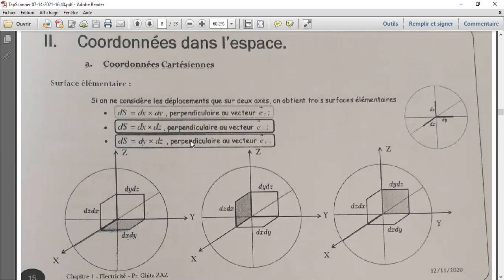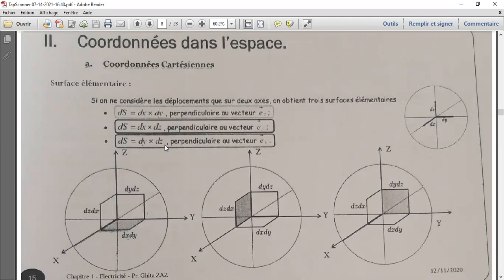Then you have the surface perpendicular to the vector EX. How do you do it for EX? You check where x is, x is here. Then the extension here is cutting perpendicular at the face between z and y, which is dy times dz. So the surface area is dS equals dy times dz. So this is how you calculate the surface area.